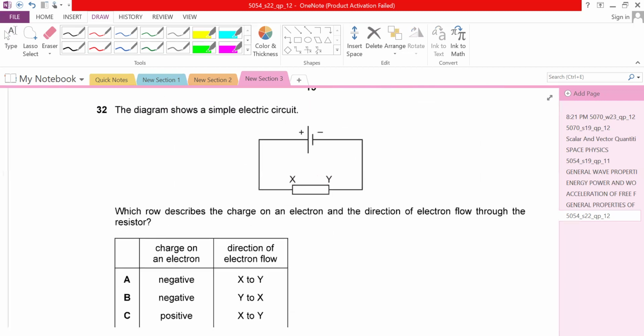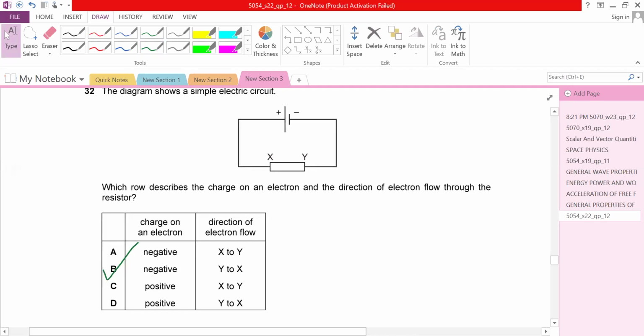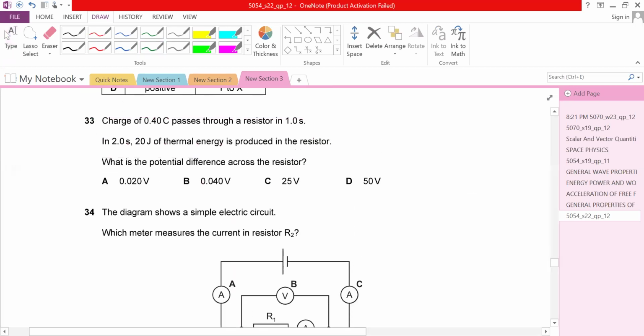Question number 32. The diagram shows a simple electric circuit. Which row describes the charge on an electron and the direction of the electron flow through the resistor? The charge on an electron is negative and the direction is from Y to X, from negative to positive. B. Question number 33.